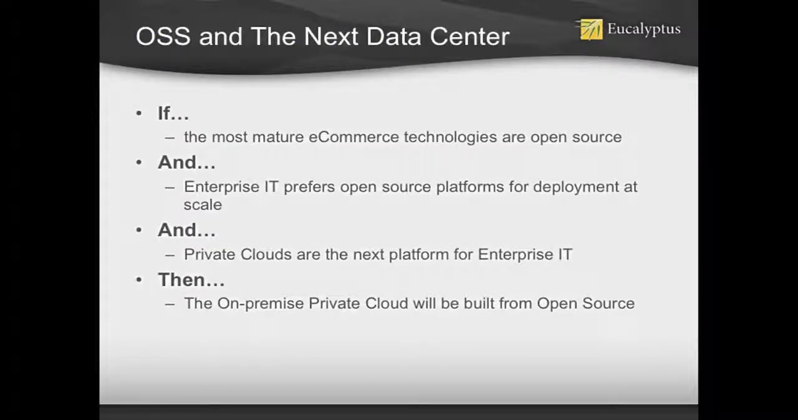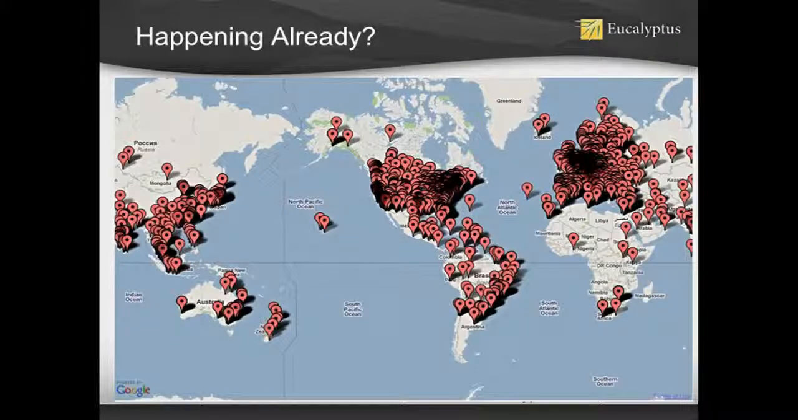Now, as I said, the most mature e-commerce technologies are open source, and enterprise prefers open source in its platforms, and private clouds are the next platform for enterprise IT. The private cloud is going to be open source. It may not be Eucalyptus. God, I hope it is. But if it isn't, it's okay. It's going to be open source. QED.